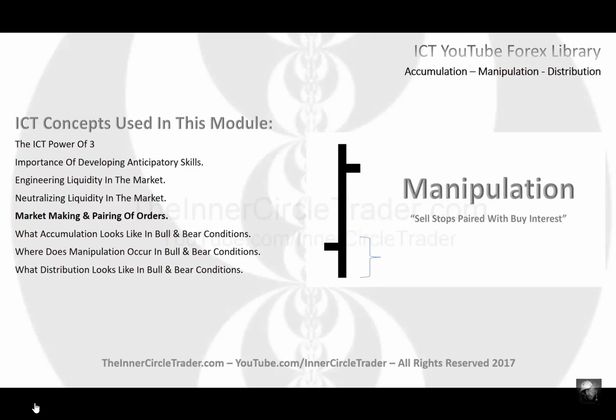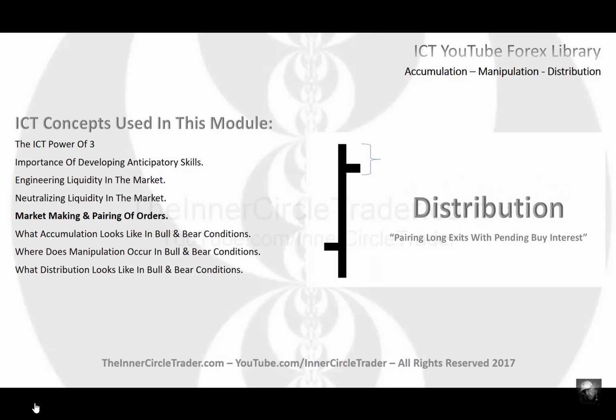And finally, the distribution cycle, where smart money pairs its long exits, selling out of their longs, with pending buy interest. Now that pending buy interest is going to be in the form of buying above an old high. That would be a breakout artist idea. They're going to want to break out above a previous high, and they would view that as strength, buying strength.